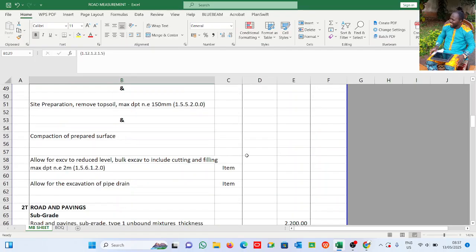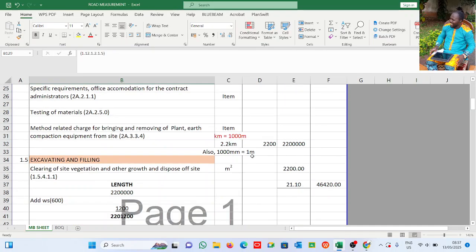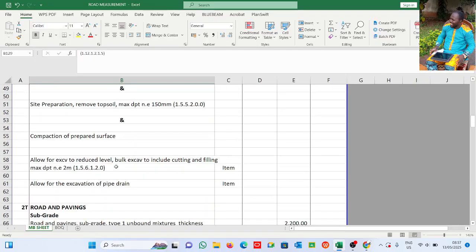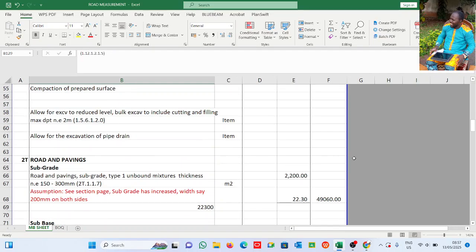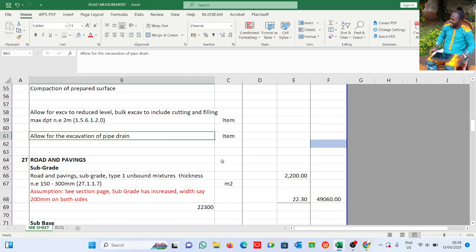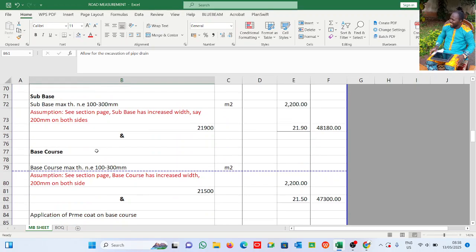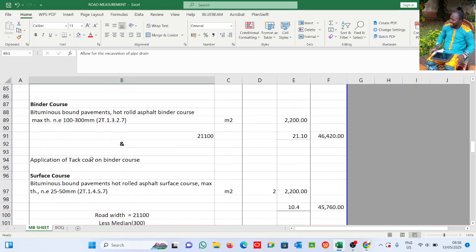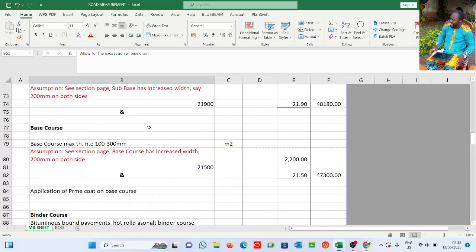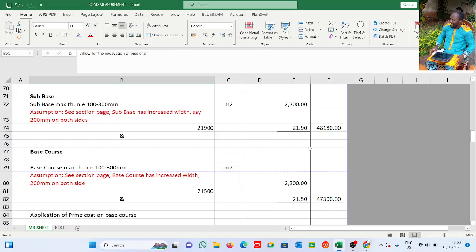bracket. Now because I'm using Excel, let me show you what bracket means. Bracket means if you're doing by hand, after you're done with one measurement, you close it out. Let me use something like this. I'll bracket this one out. Road pavings or whatever. This and this, I close it out.